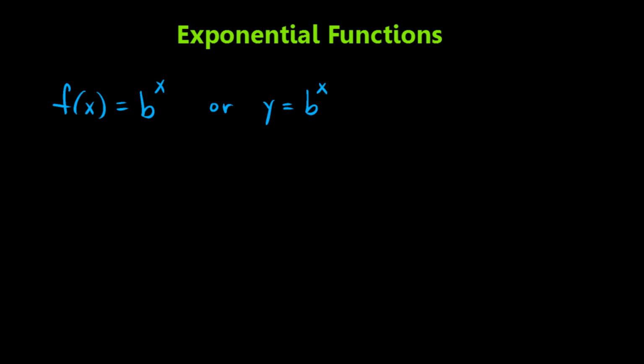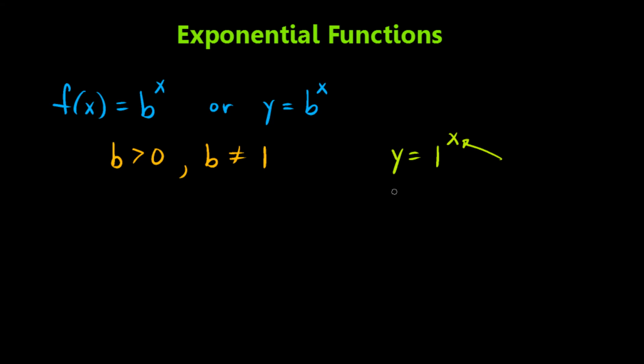Now there are a couple of restrictions in terms of what b can be. The first thing is that b has to be positive, and it also can't equal 1. The reason it can't equal 1 is because if b was 1, then no matter what you plug in for x, your output is always going to be the same. It's going to equal 1. In that case, it's not going to be an exponential function, it's going to be a straight line.